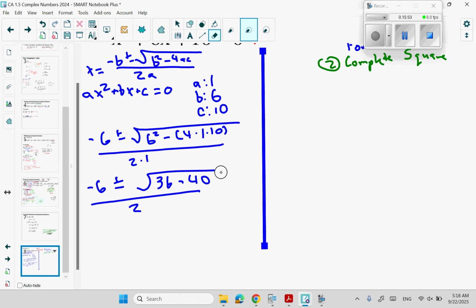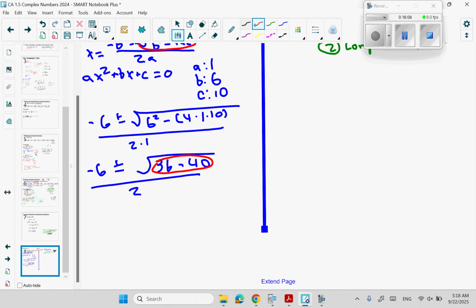And here is where I would definitely tell that this is not factorable because my discriminant being underneath the radical, this thing right here, well, what's going to happen when I do 36 minus 40? Well, that's going to give me the square root of negative 4, which means this solution has to be imaginary. As we talked about earlier, the square root of negative 4 can be broken down as square root of 4 times the square root of negative 1.